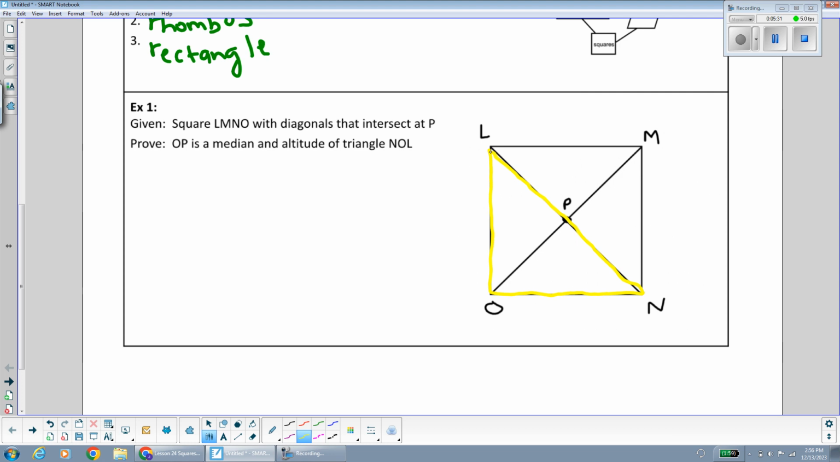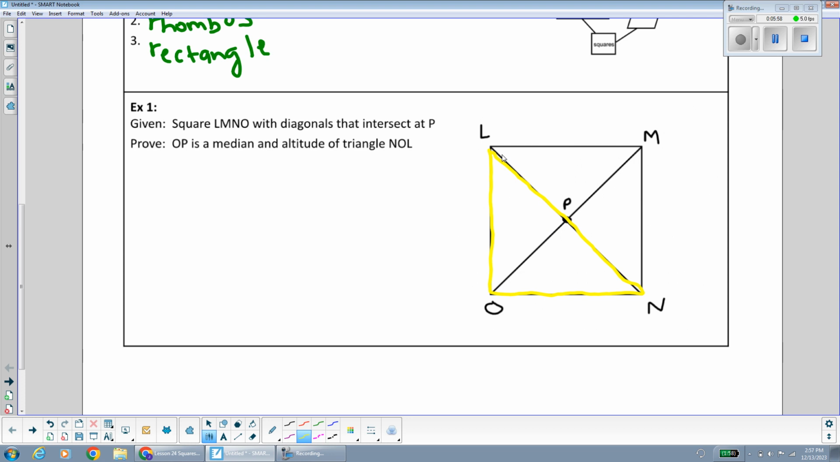So here's the triangle we're focusing on, and we're trying to show that OP is both a median and an altitude of this triangle. A median connects a midpoint to the opposite vertex. So we first need to show that P is the midpoint of the side of the triangle, because if we can show P is the midpoint of the side, we'll know that this is the midpoint connected to the opposite vertex, so we'll know that this is a median of the triangle.